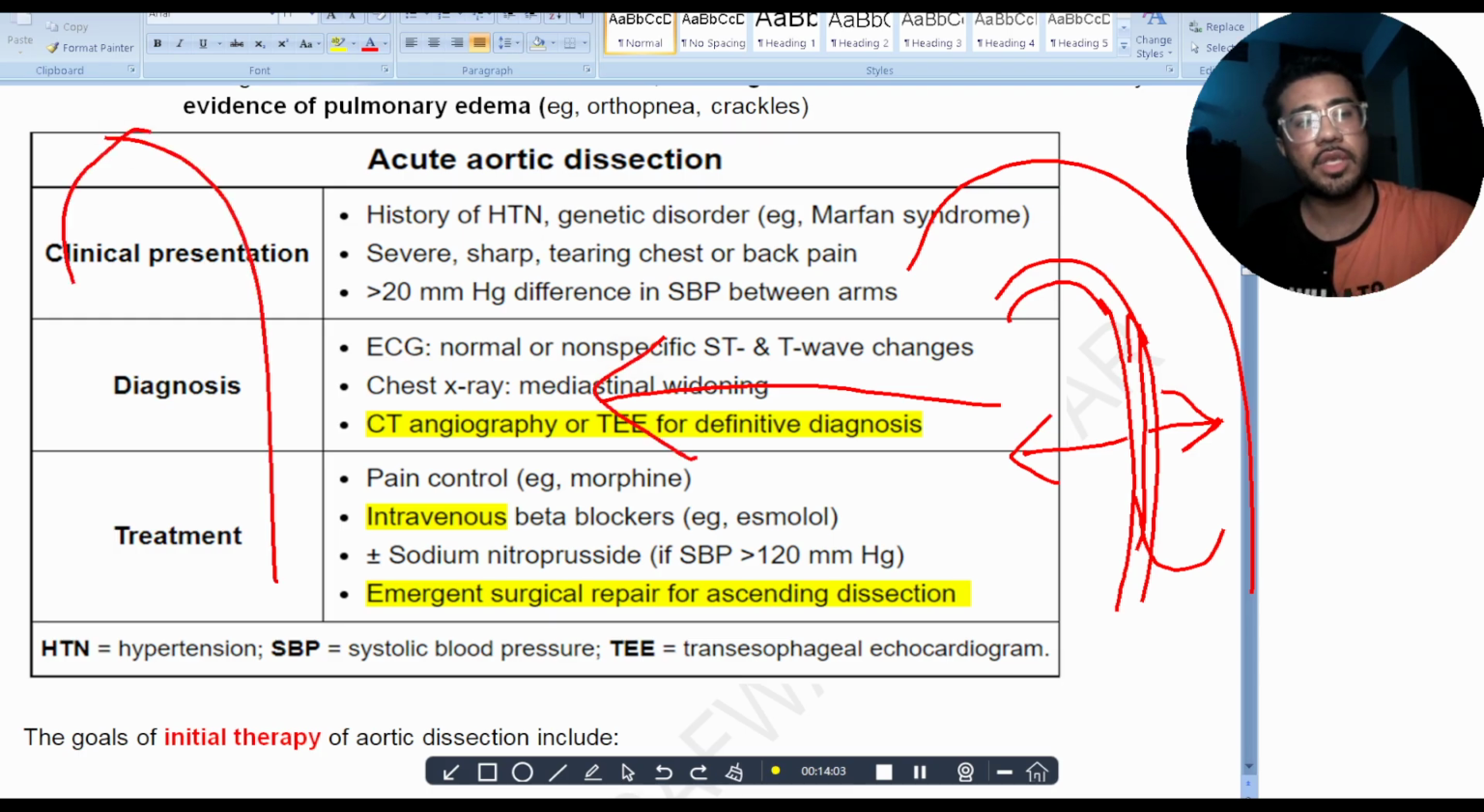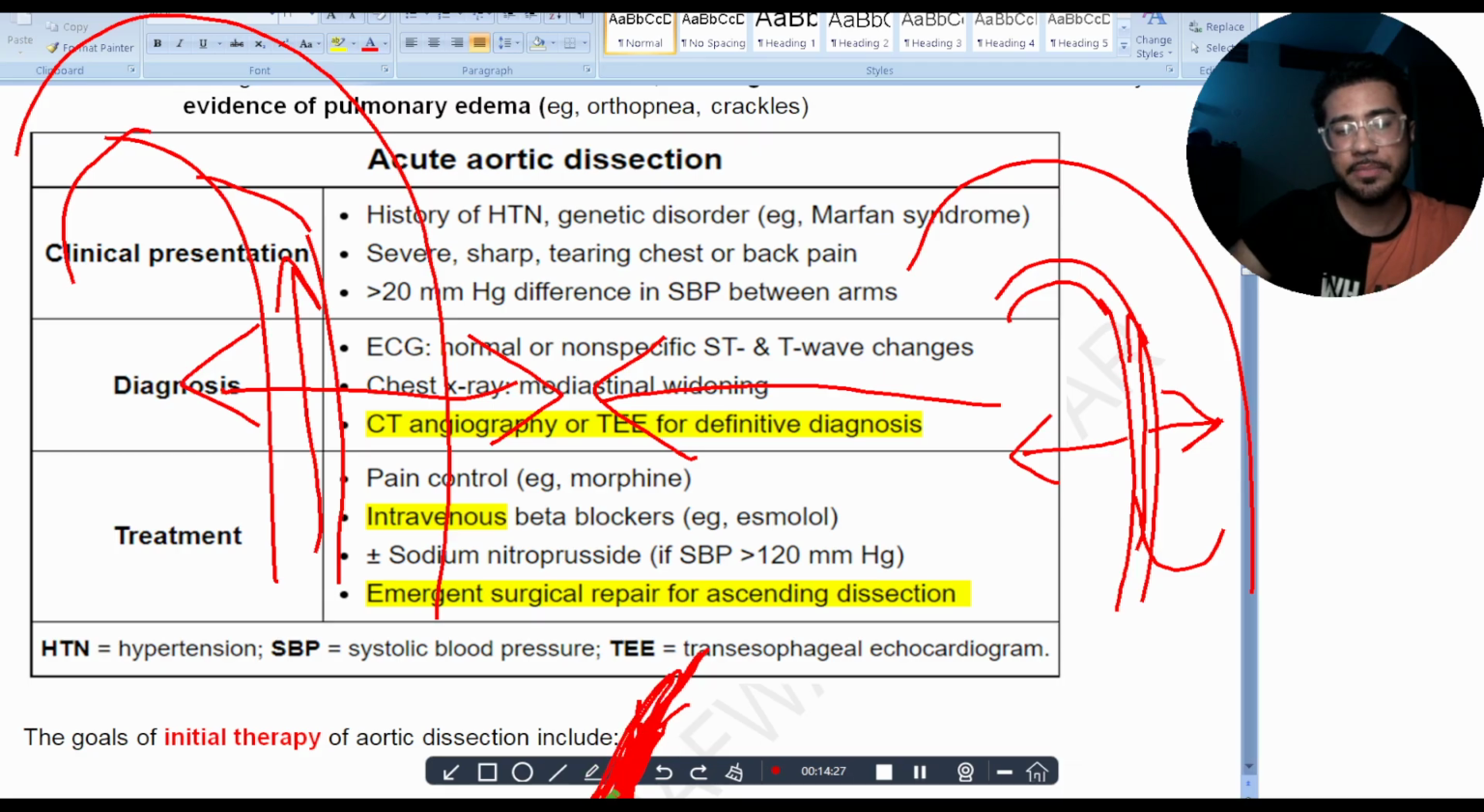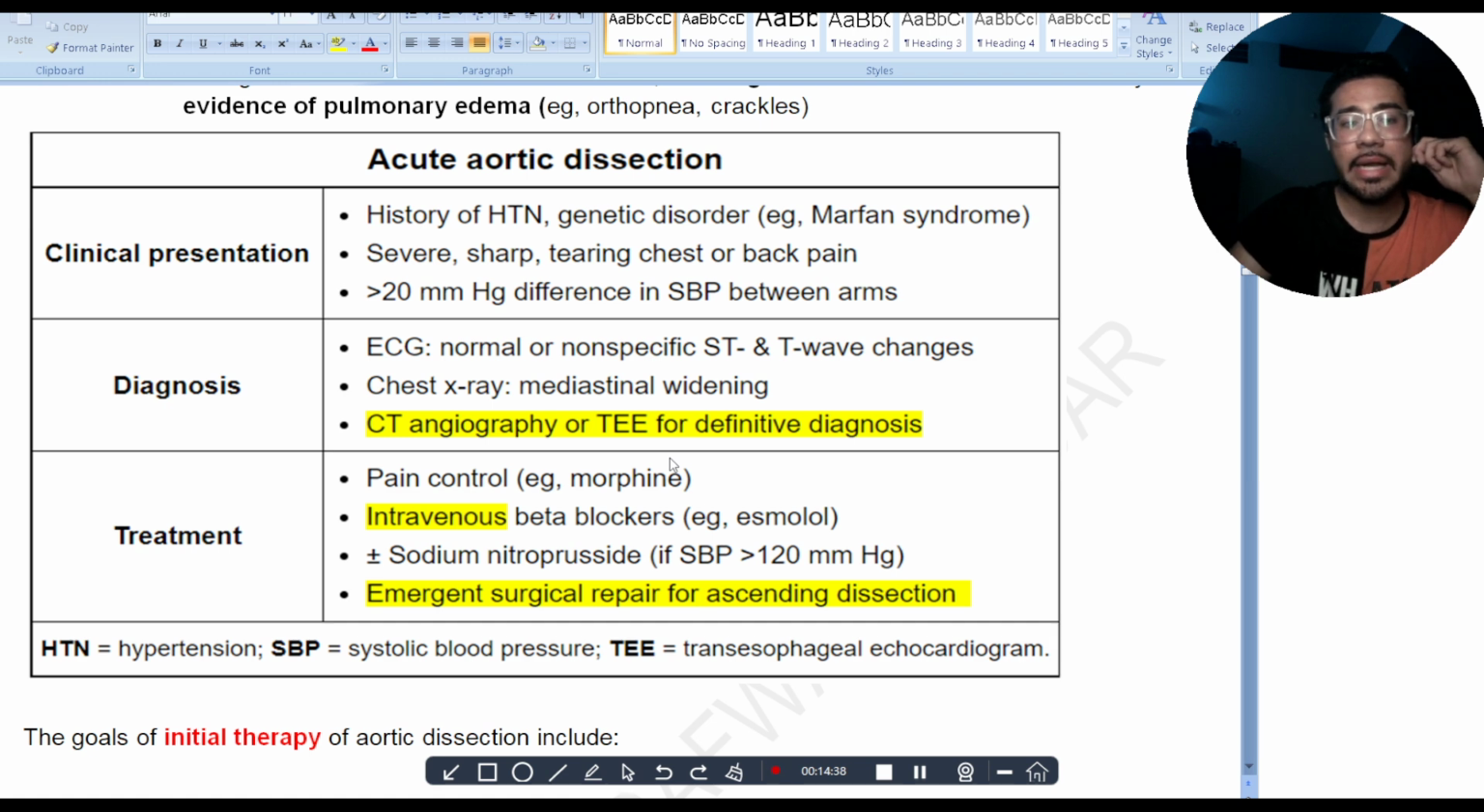So when you see the X-ray, you're going to see a wider aorta signified by a widening of the mediastinum because there's a false channel. Now the aorta is occupying more space than usual, so you get a mediastinal widening. So that is the reason behind the mediastinal widening in this case. The diagnosis is confirmed by CT angiography that shows you the intimal flap.